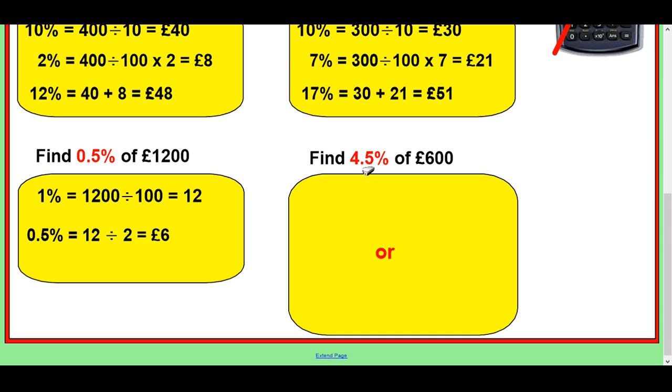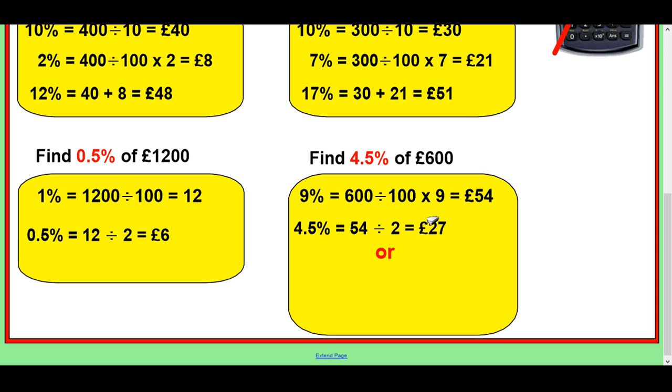To find 4.5% of 600, I'm going to show you two techniques. The first one I would say is get 9%. So divide this by 100 and times by 9. So that's going to be 6 times 9, isn't it? Which is 54. And then if you halve 9%, you're going to get 4.5%. So if you halve the £54, you get £27, and that's your answer.